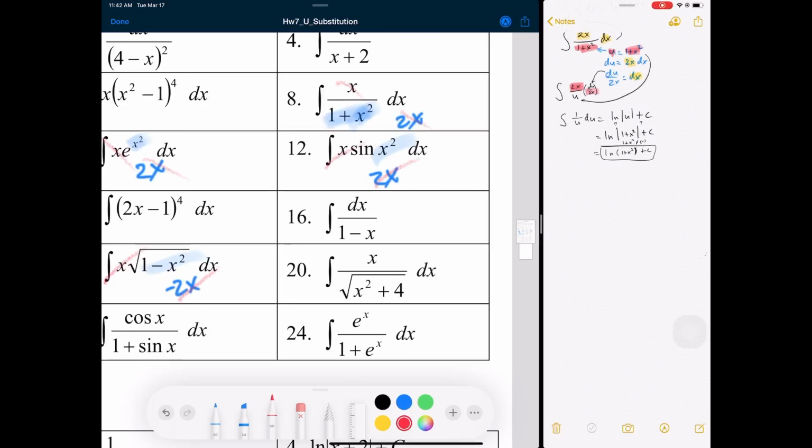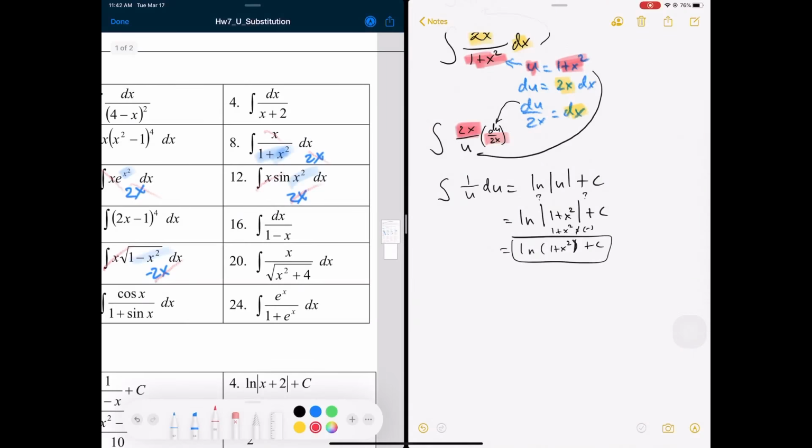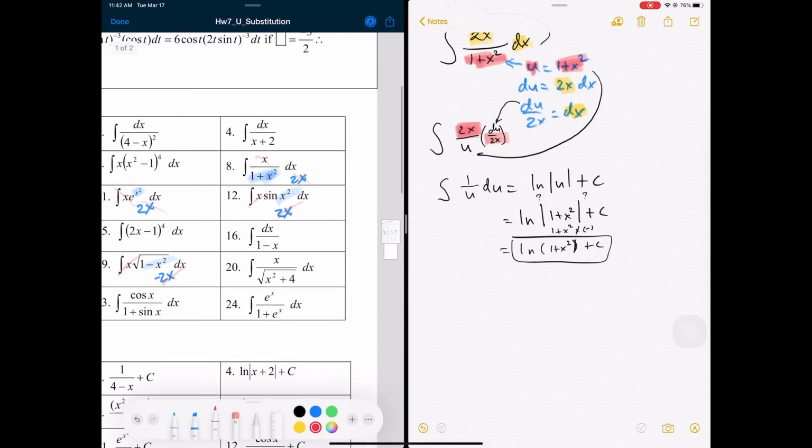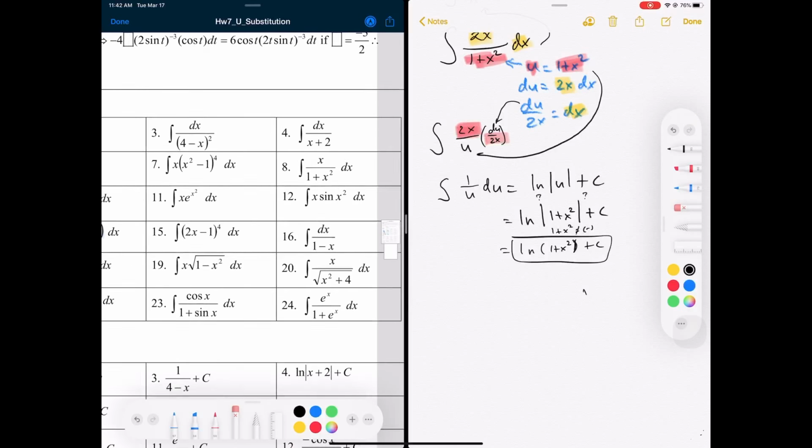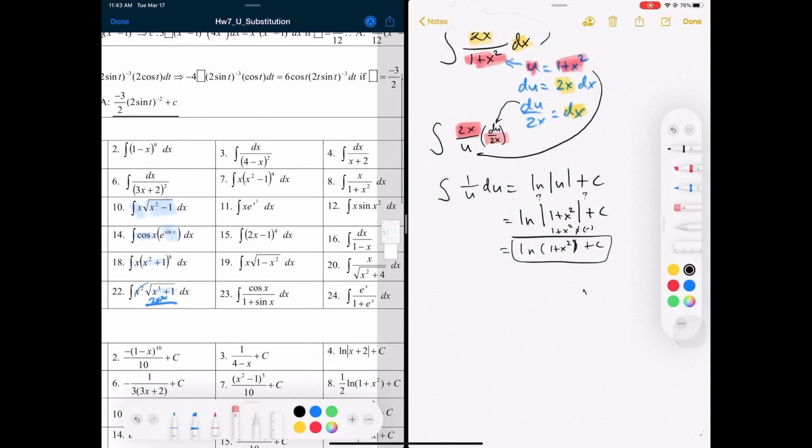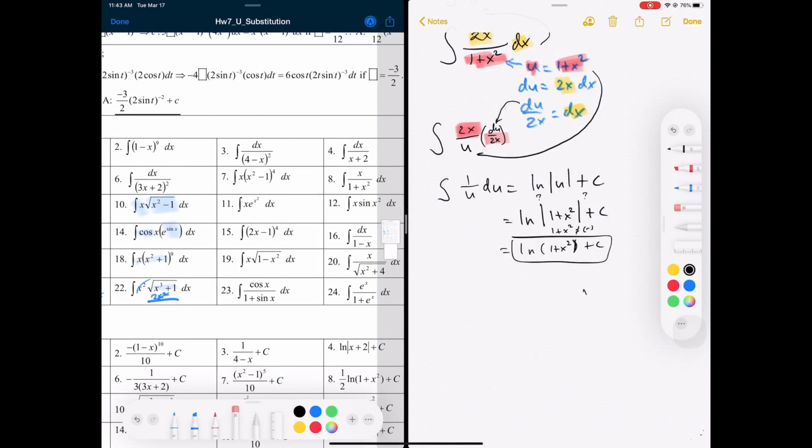So let me do some more integral problems for you guys that you might need help with. Okay, let's get started over here. I can provide this worksheet if you guys would like. I'll put it on the Schoology link.